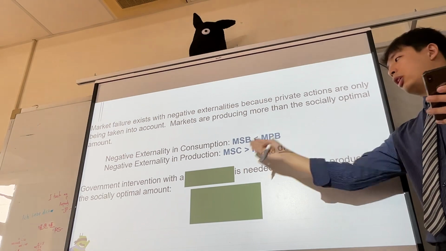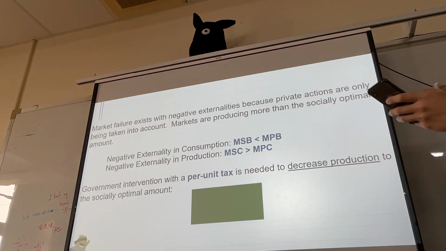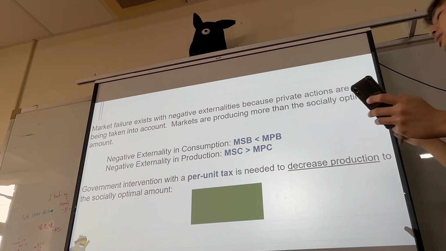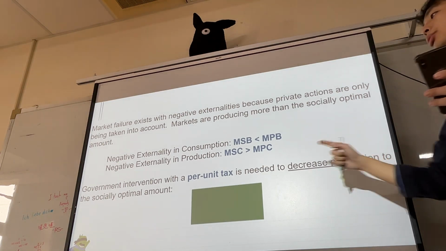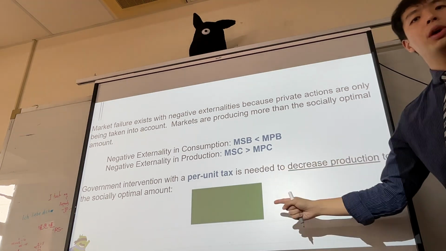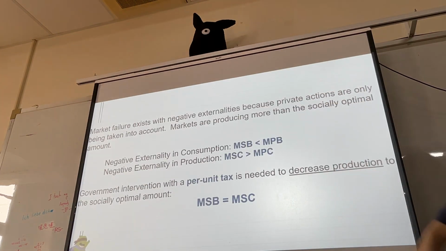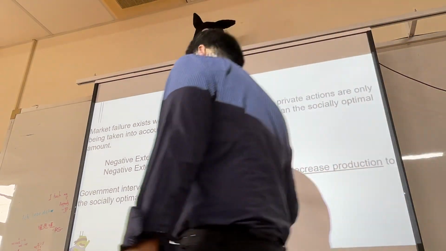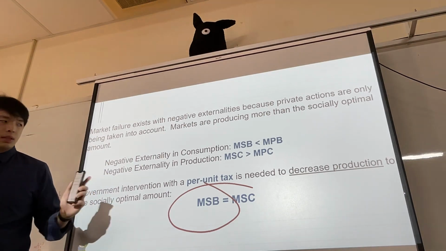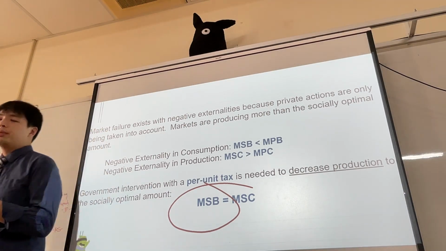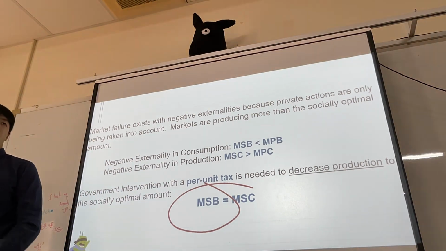Government intervention with what? Tax. Per unit tax is needed to decrease the production. So to reach the social optimal output, what equals what? MSB. Always. Go back to 6.1. They always try to achieve this goal. Okay, Amira, you good? Understand? Question time. Let's go.